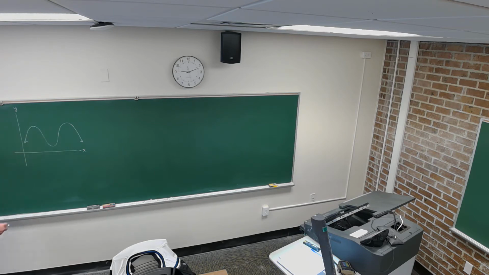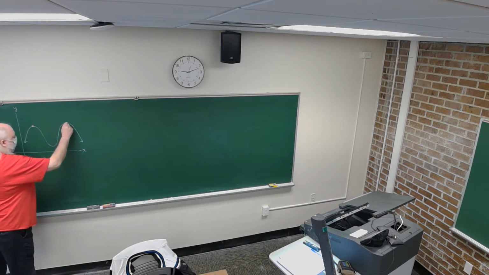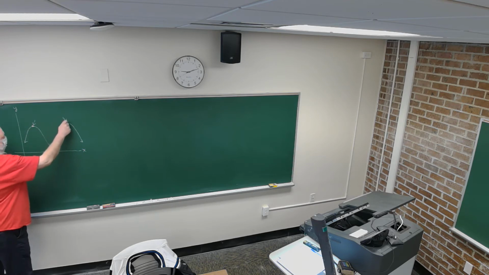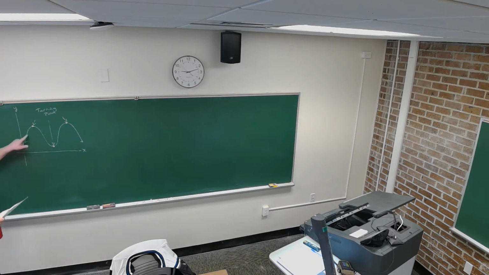And the points at the top of the hills and the bottom of the valleys are what are called turning points. So this is a turning point, that's a turning point, that's a turning point. We're going from uphill to downhill at this turning point. At this turning point, we're going from downhill to uphill. And at this turning point, we're going from uphill to downhill. So turning points are just the tops and bottoms of hills.